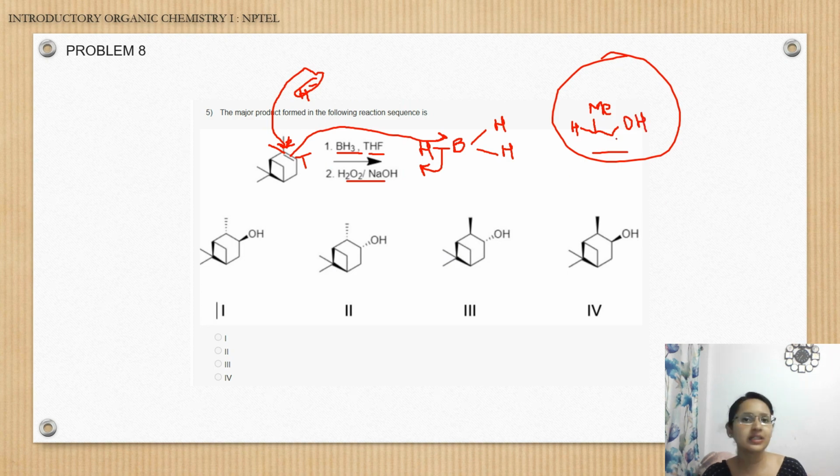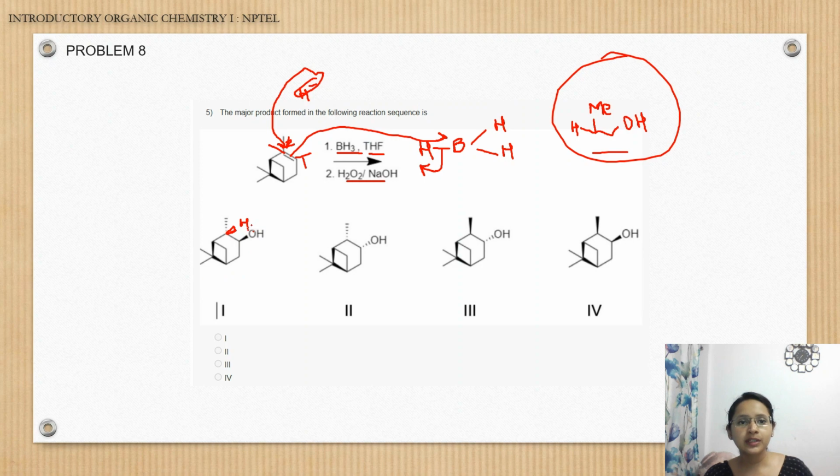But the stereochemistry is fixed. So now you have to look at those options where the stereochemistry of the hydrogen and the OH is the same, because only those products give you the right product. So if you see here, this hydrogen is above the plane.